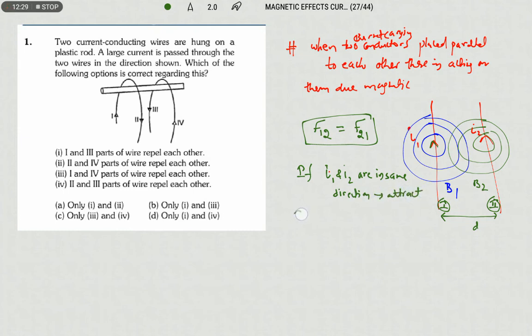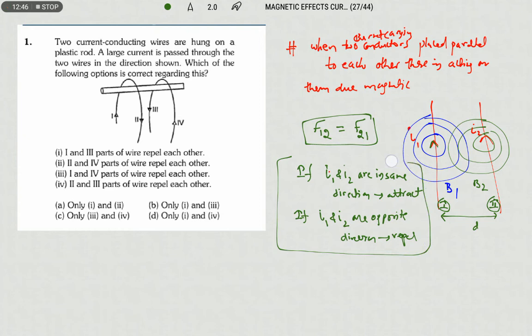Next, if I1, I2 directions of currents are opposite, then they will repel. So this concept is enough to do this. If the two conductors carry the current in the same direction, what kind of force exists between them? Attractive force exists. When the direction of the current is opposite, they will repel.